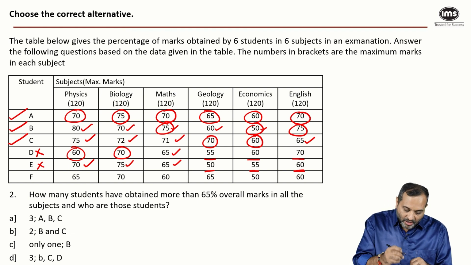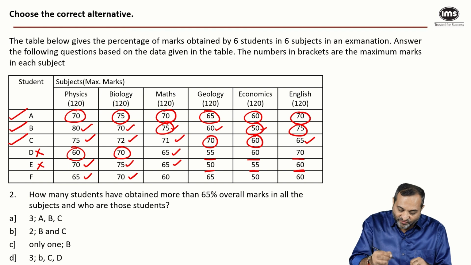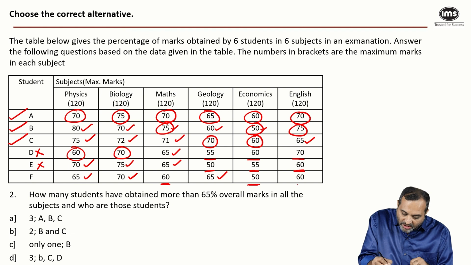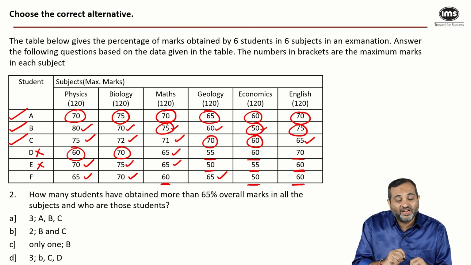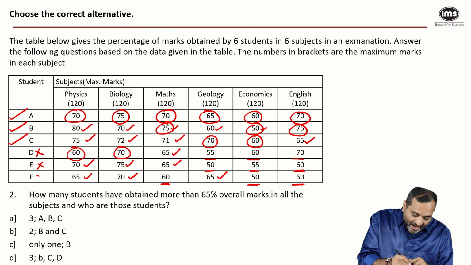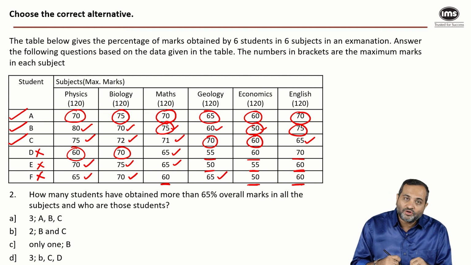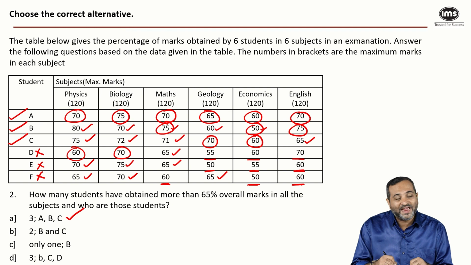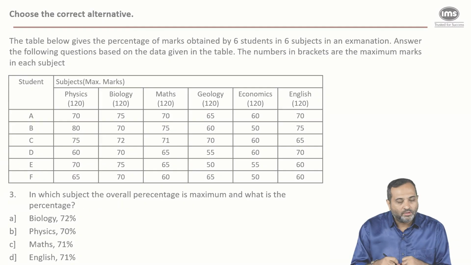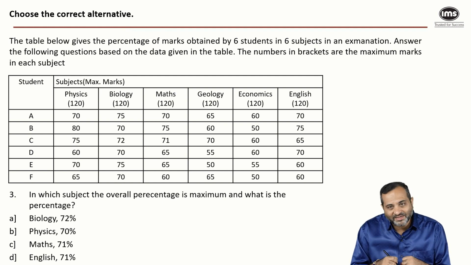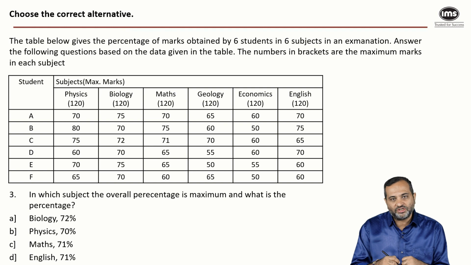Let's look at F. 65, 70 satisfying, 65 satisfying. So once again, I'm left with 3 subjects. 60 plus 60 plus 50 is only 170. So can I say F also does not satisfy? So only 3 students satisfy. And who are those 3 students? A, B and C. So which option will you mark? If you look at the options, option A is my answer. Let's look at the next question. In which subject is the overall percentage maximum and what is that percentage? So if I look at the options, my first option is biology.